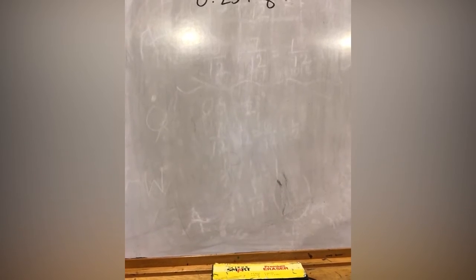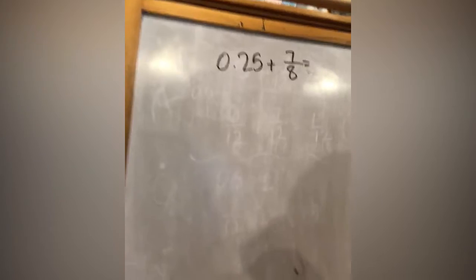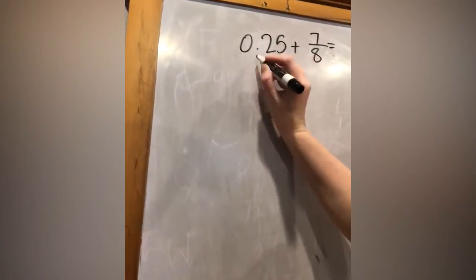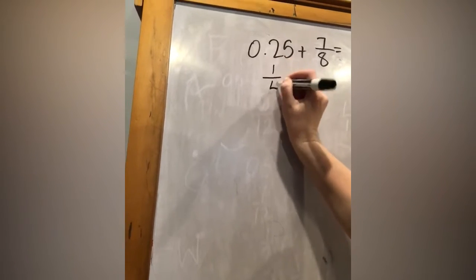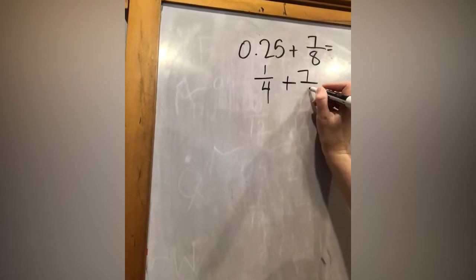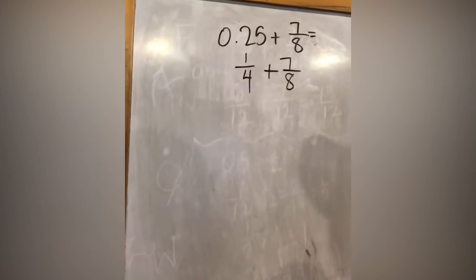So again, I'm hoping you're giving yourself a chance to try and solve these before looking at my solution. But what my strategy might be here is kind of similar to what I did on the last one. I know that 25/100 is equal to 1/4. So now I'm looking at adding 1/4 plus 7/8.